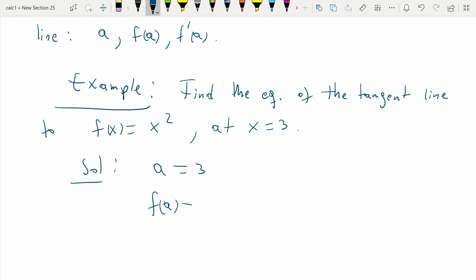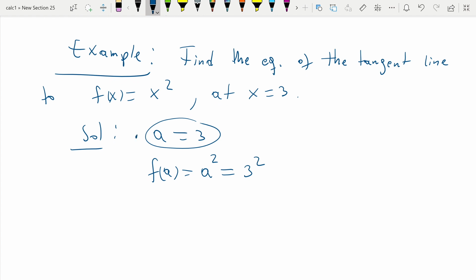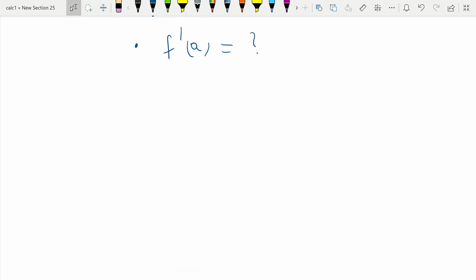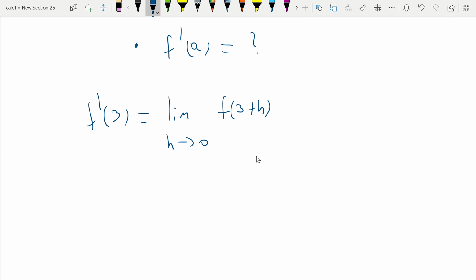f of a is given by what f is. In this case, it's just raising what's inside f to the square, so it's just 3 squared. Remember that a is equal to 3. And we're missing the value of f prime of a, f prime of 3, so we need to compute that. According to the definition, f prime of 3 is the limit as h approaches 0 of f of 3 plus h minus f at the point 3, divided by h.